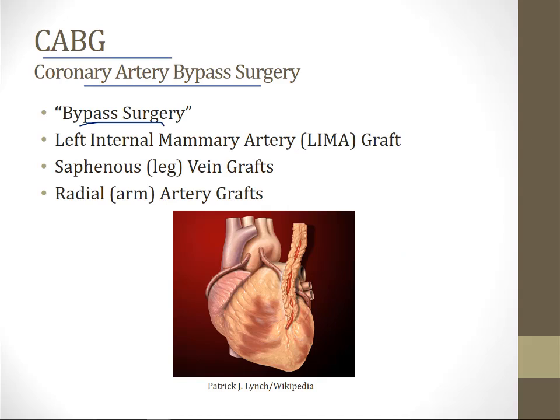There are a couple of ways to do this. Many times the surgeons take the left internal mammary artery from the subclavian, they leave it attached to the subclavian, and they attach the distal end to a coronary artery. This is called a LIMA graft. Surgeons also sometimes harvest the saphenous veins from the leg or the radial artery from the arm, and then they use those as conduits. They stitch one end to the aorta and the other end to a coronary artery beyond an obstruction.